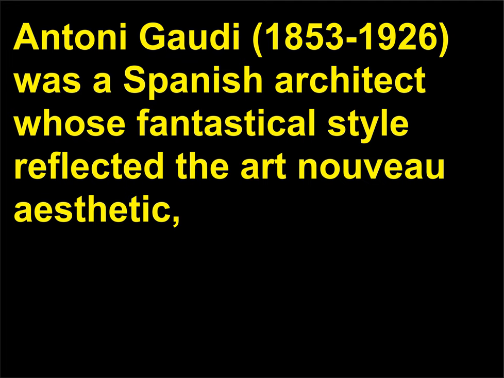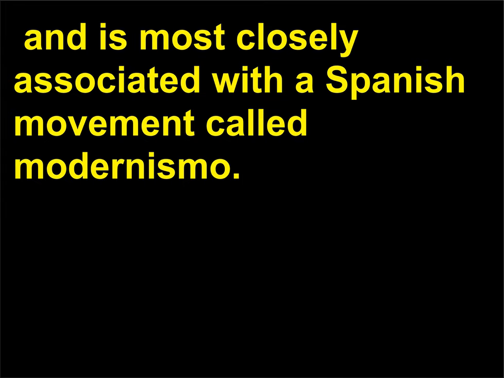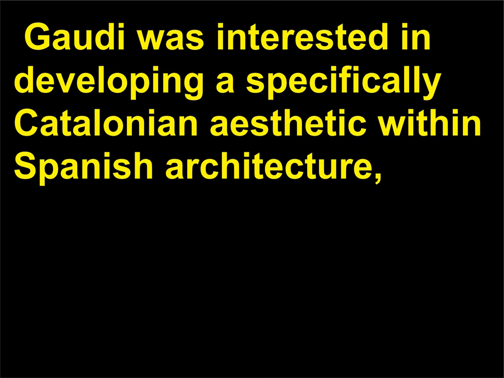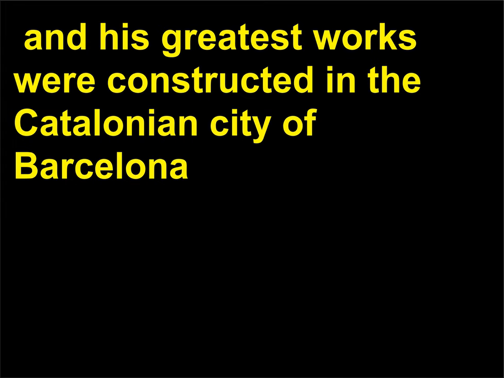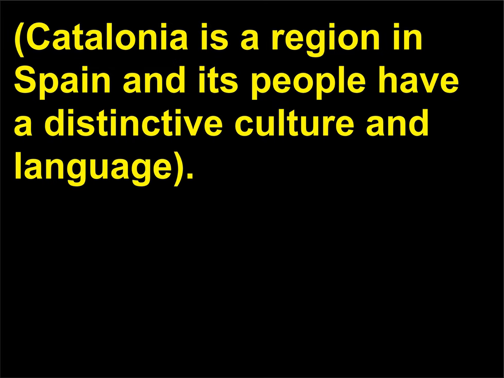Antoni Gaudí, 1853-1926, was a Spanish architect whose fantastical style reflected the Art Nouveau aesthetic, and is most closely associated with a Spanish movement called Modernismo. Gaudí was interested in developing a specifically Catalonian aesthetic within Spanish architecture, and his greatest works were constructed in the Catalonian city of Barcelona. Catalonia is a region in Spain and its people have a distinctive culture and language.